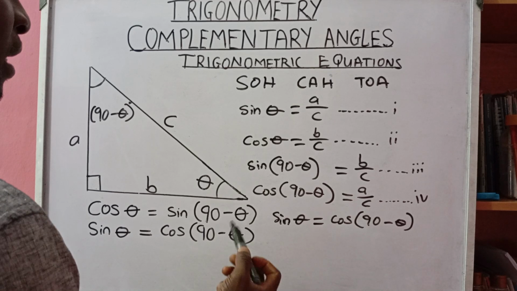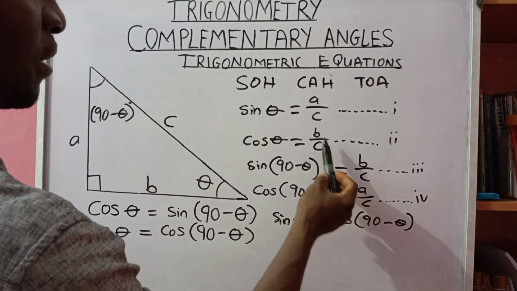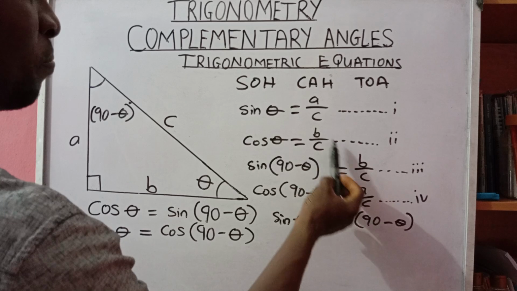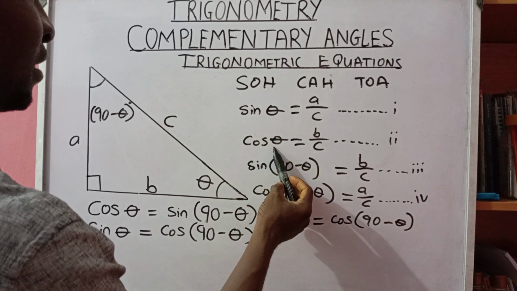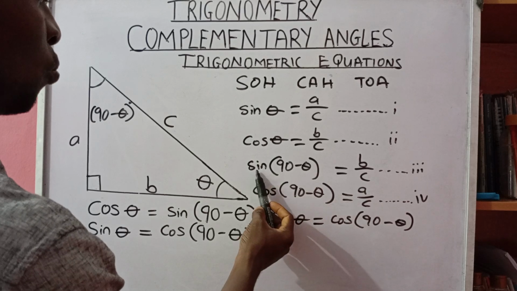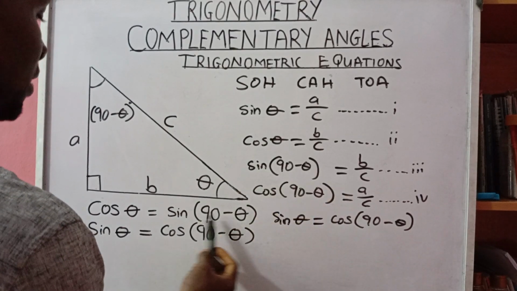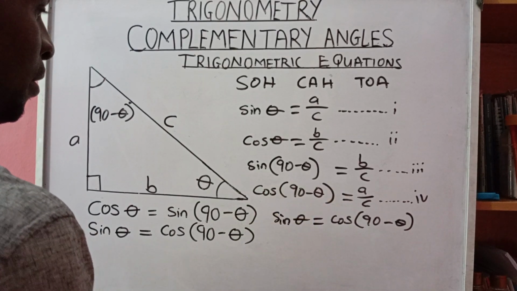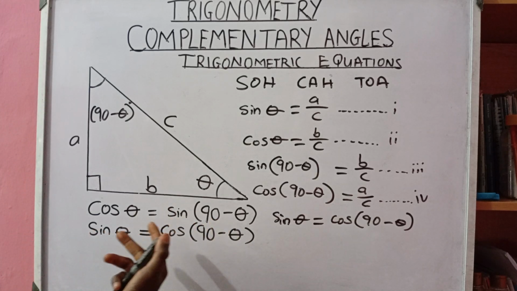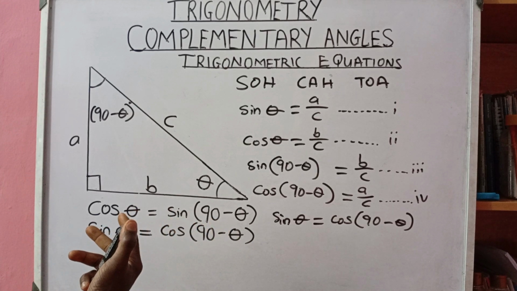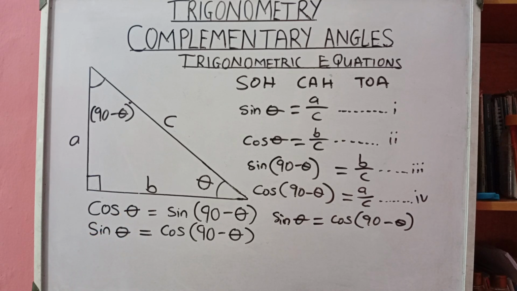Then again, I can compare this and this. Both of them are the same. They produced the same result. So from there, I can say that cos theta is equal to sine of 90 minus theta. That is exactly what I have here. I hope the formulas are quite clear. That's how I come about these trigonometric formulas of complementary angles. All right, so let's make use of this in solving some problems.